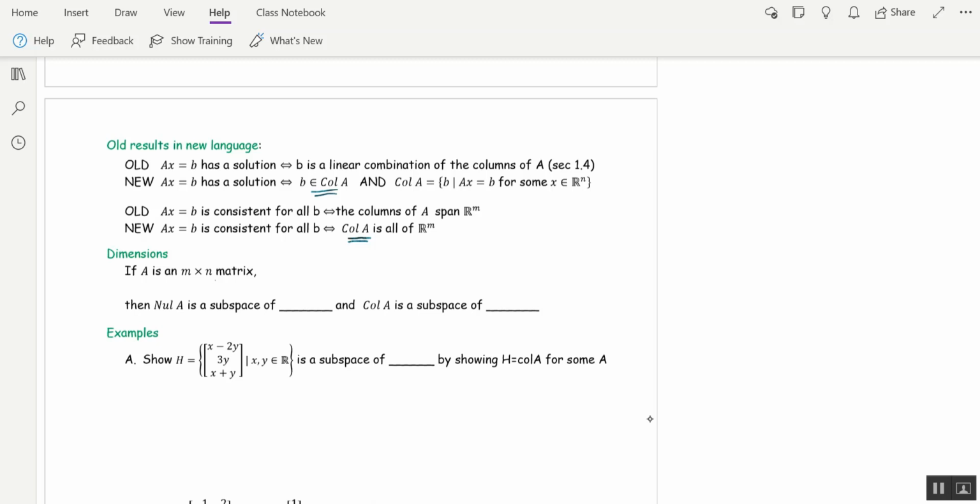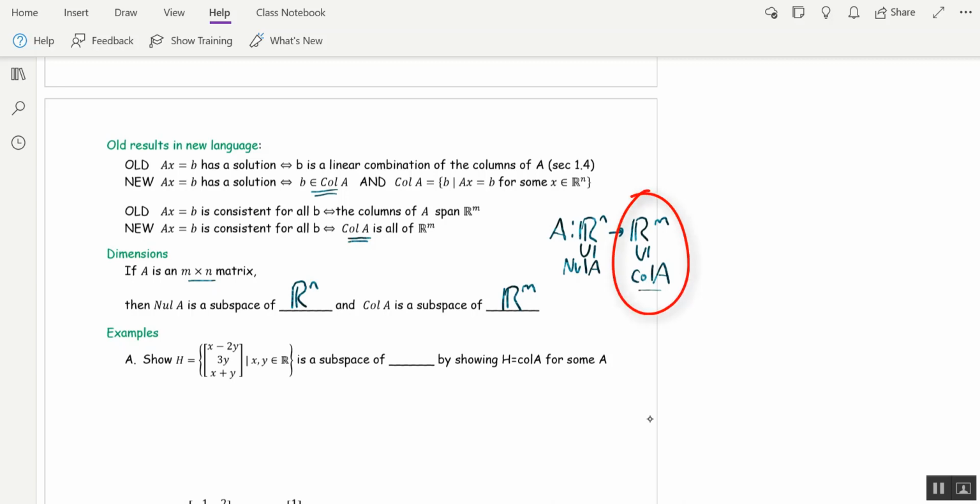So let's just take a look at the comparison between null A and col A. If A is an m by n matrix, A maps Rn to Rm. Null A lives over here. Null A is a subspace of Rn. Col A lives over here. It's a subspace of Rm. And AX equals B is consistent for all B if col A is actually equal to Rm. So it takes up the whole space.